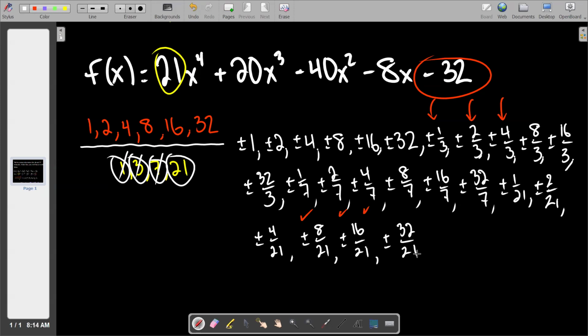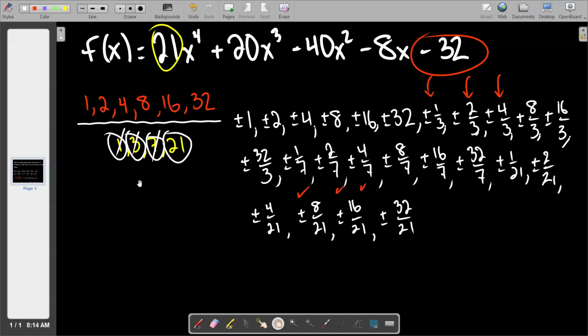If this were like a third year mathematics course at UW, I might make you try to find 32 sevenths, but I'm not going to. So, having said that, let the games begin, right? We're going to start by building our template. I'm going to slide this up just a little bit, and then we're going to make our numbers and get the workspace set. So we have 21, 20, negative 40, negative 8, negative 32.